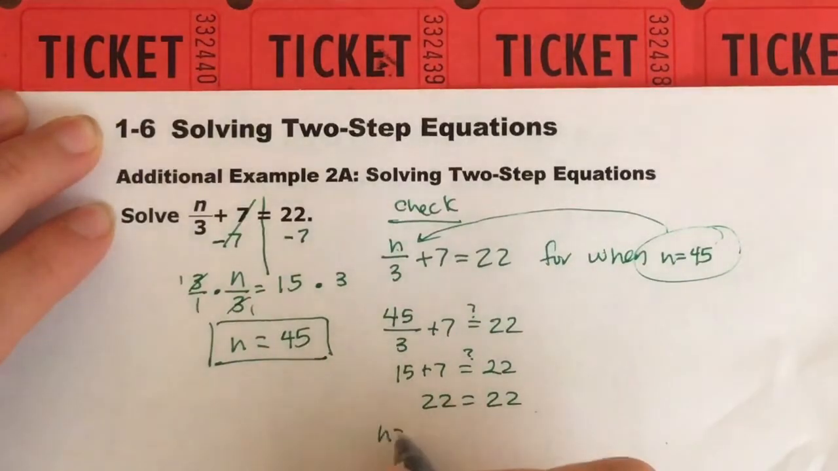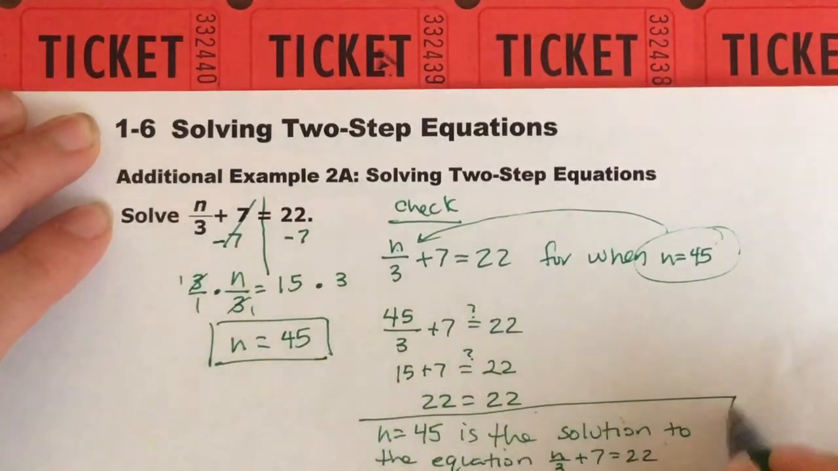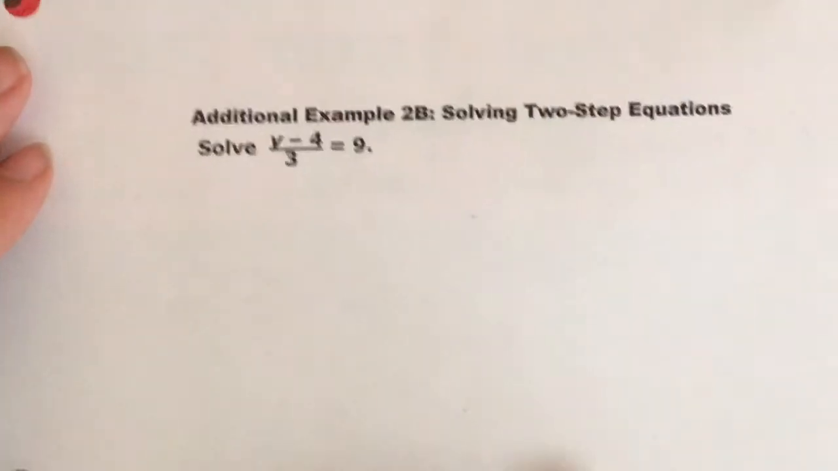So n equals 45 is the solution to the equation n over 3 plus 7 equals 22. And there we go. That is how you show your work for these types of problems. Okay, let's go ahead and try another one.